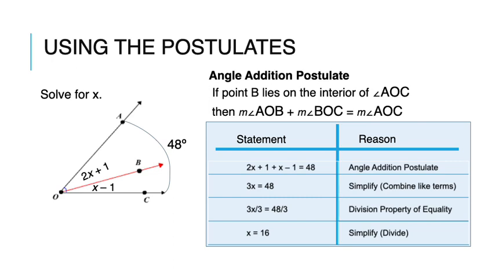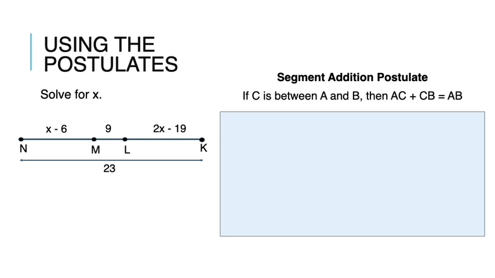Now let's look at another example, this time involving the segment addition postulate. Notice the diagram, and we have what looks like line segment NK. Looks like there's points M and point L on that segment, and each piece is labeled in terms of the length, and the overall length of segment NK is 23 units. Segment addition postulate says if C is between A and B, then AC plus CB is equal to AB. Again, part plus part equals whole.